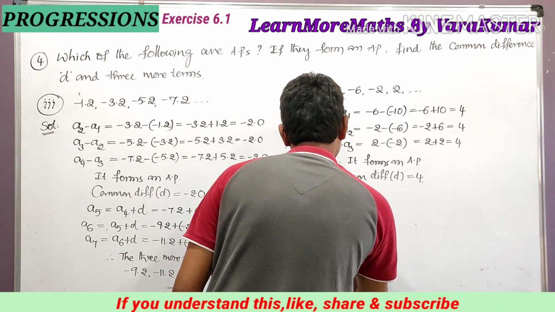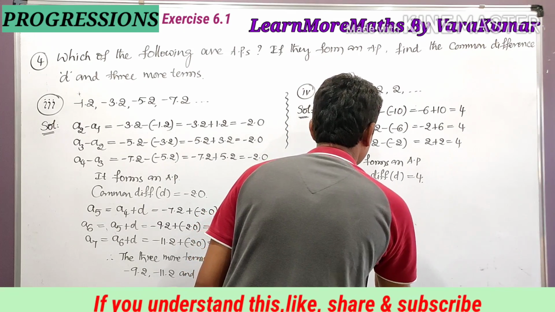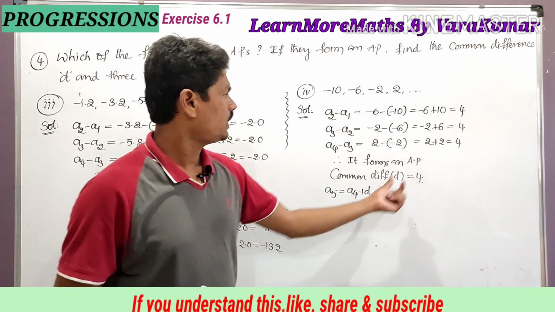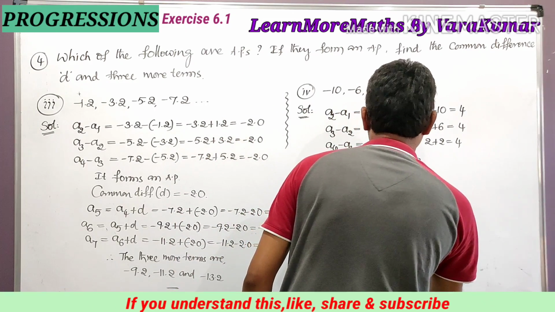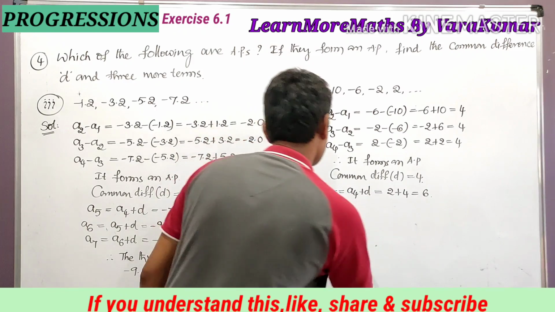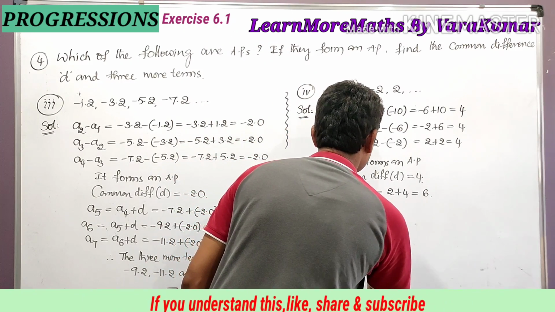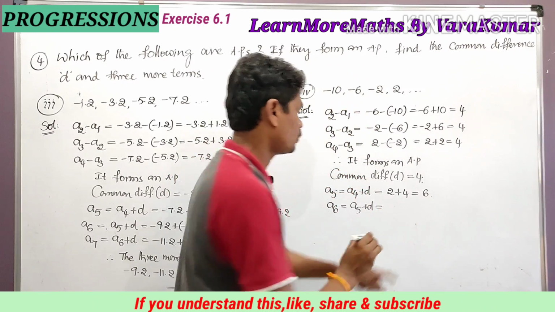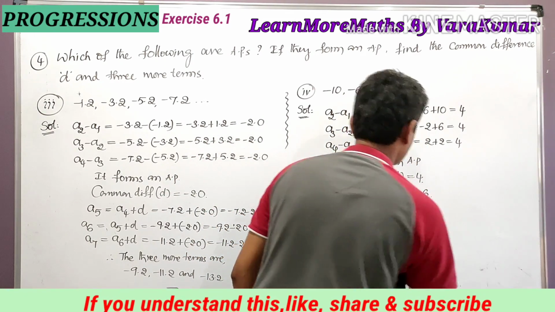So a5 can be written as a5 is equal to a4 plus d. We have a4 is equal to 2 and d is equal to how much? 4. So 2 plus 4 is 6. In the same way, a6 is equal to a5 plus d. a5 we have 6, plus d is 4. 6 plus 4 is 10.